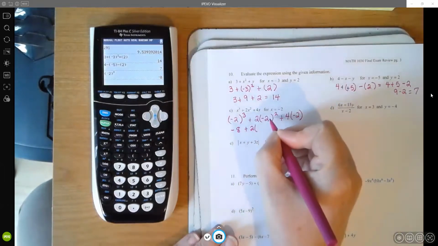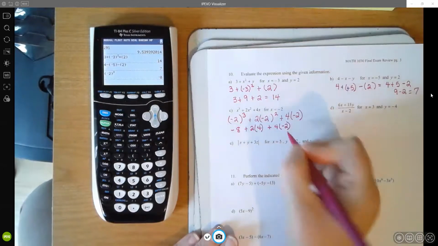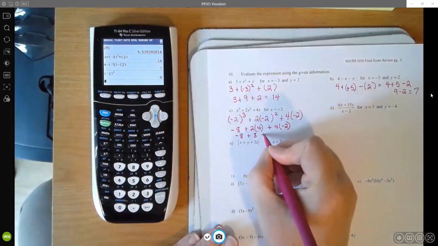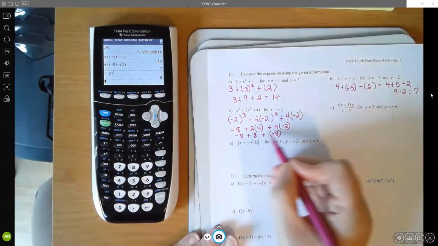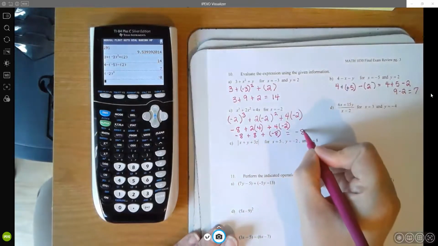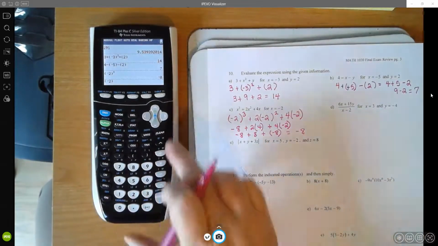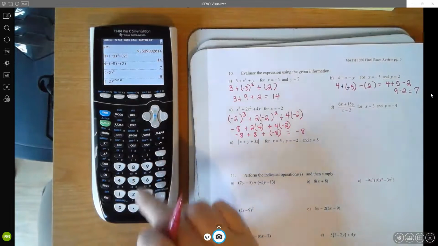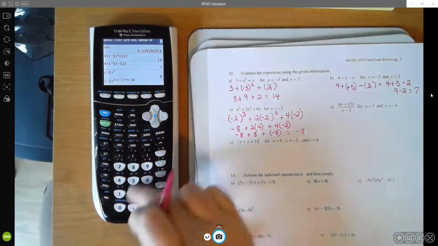Plus a negative 2 times a negative 2 is a positive 4, plus 4 times negative 2. I took care of my exponents. Negative 8 plus 8 plus a negative 8. And so the negative 8 plus 8 is 0, plus a negative 8 should be negative 8. And again, we can type it in the calculator. Negative 2 raised to the third plus 2 times negative 2 plus 4 times negative 2.